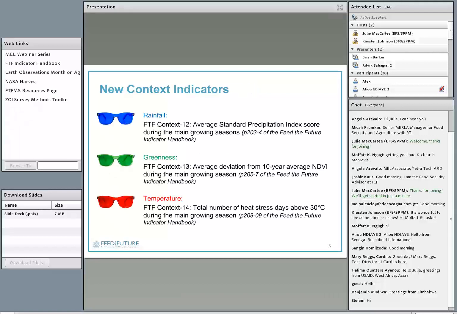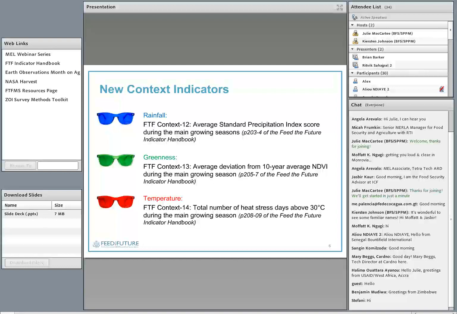The new context indicators basically reflect, as I mentioned before, rainfall, greenness, and temperature. They can be found in your Feed the Future indicator handbook on the indicated pages there. There's a link to it in your web links panel, the second in the row. So if you need to have a look there, you can do that.